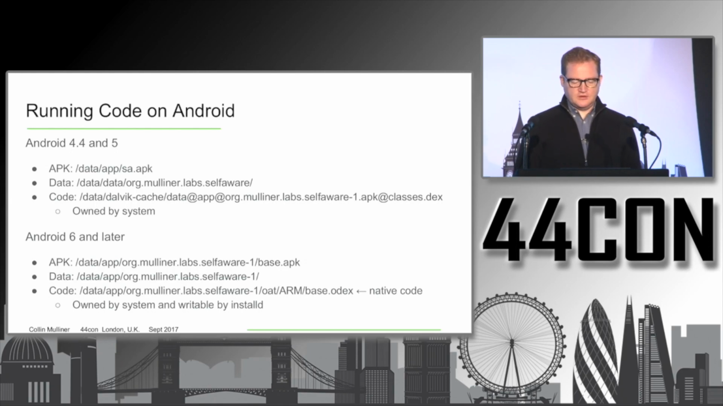On Android 6 and later, they changed the layout of the file system a bit. All of the apps are in data/app, and then you have your package name as a directory, and then you have your APK, and your optimized code is all in one place.